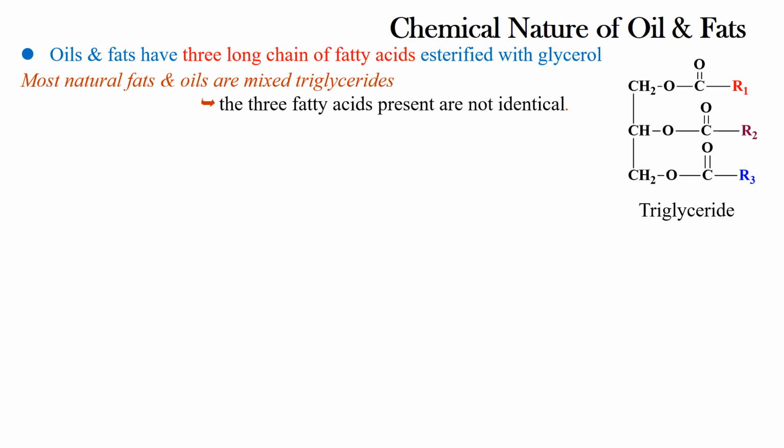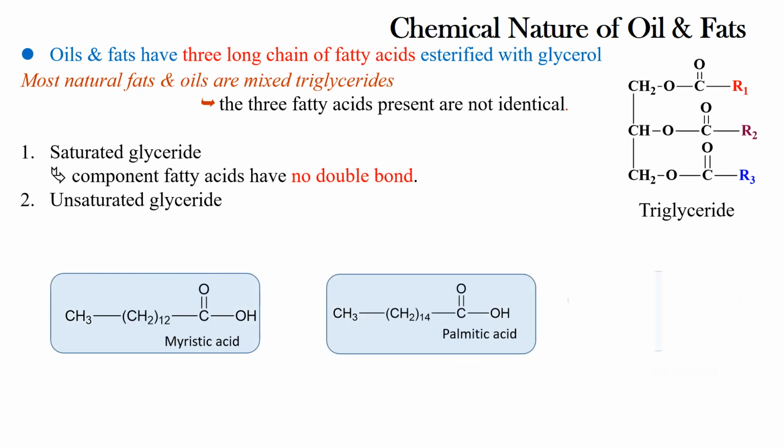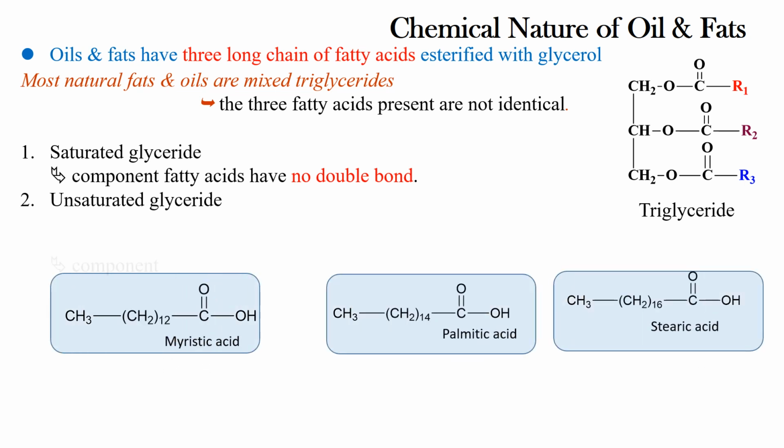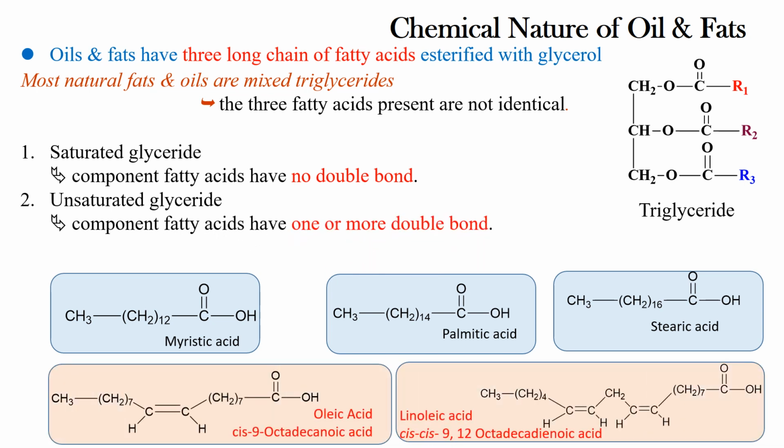The triglycerides are classified as saturated glyceride and unsaturated glyceride on the basis of absence and presence of double bond. Saturated glycerides are the glycerides where the component fatty acids have no double bond, whereas the unsaturated glycerides are the glycerides where the component fatty acids have one or more double bonds.